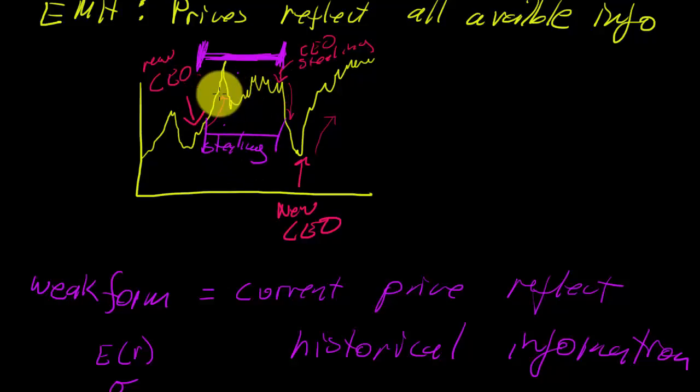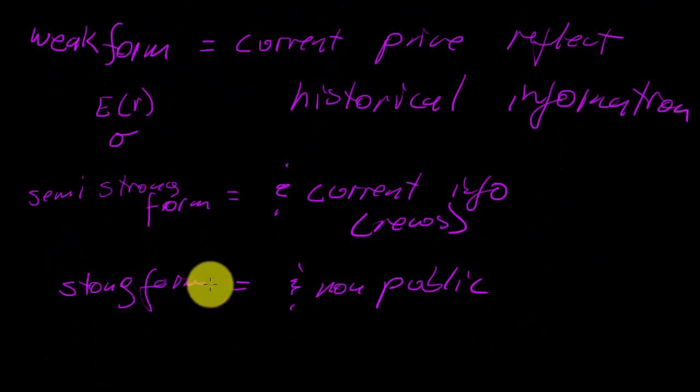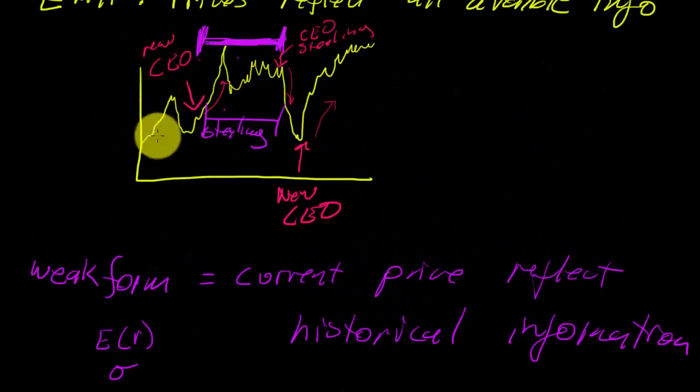If you believe that the strong form says the prices reflect this, and non-public information, then this time should go down because the non-public information that the CEO is stealing would then be reflected in the price. Clearly, that was not the case in this scenario. Here, we have a semi-strong form waiting for the CEO to steal, and then the price goes down.